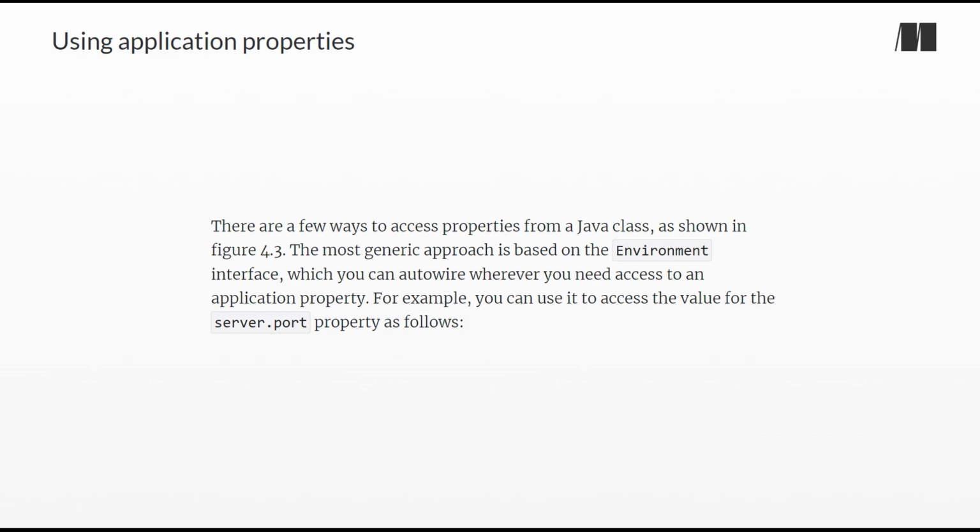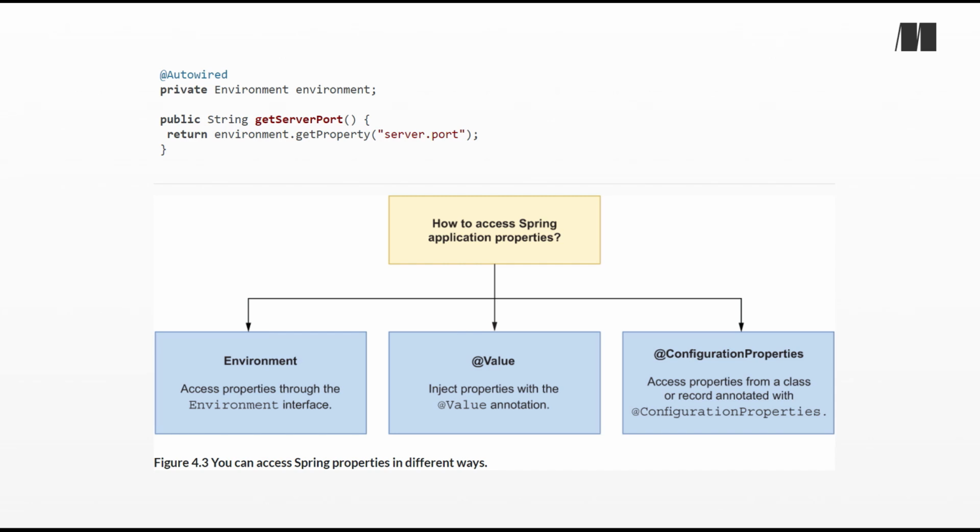Using application properties. There are a few ways to access properties from a Java class, as shown in Figure 4.3. The most generic approach is based on the Environment interface, which you can auto-wire wherever you need access to an application property. For example, you can use it to access the value for the server.port property as follows. See this code. Figure 4.3. You can access Spring properties in different ways.